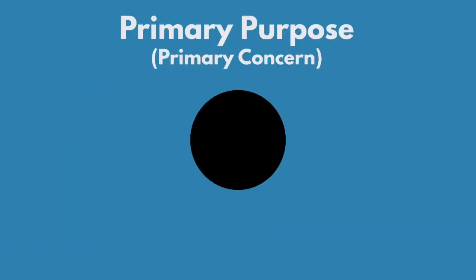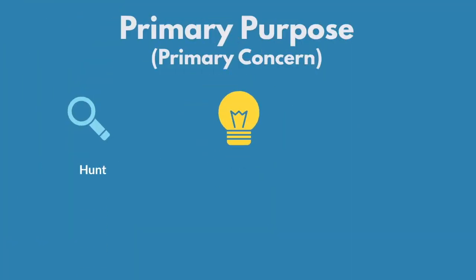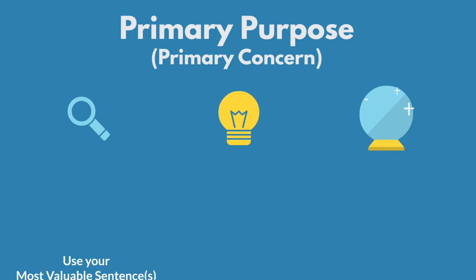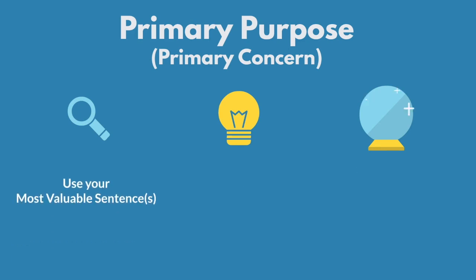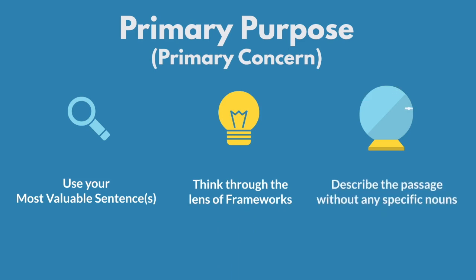All right, when we're asked about the primary purpose or the primary concern, we'll again be hunting, looking at our most valuable sentences. We'll be trying to, again, just understand a framework or big picture. And then when we're anticipating the language, we're trying to remove the topic. So we're trying to just say it totally abstractly and generically. So how would that work?